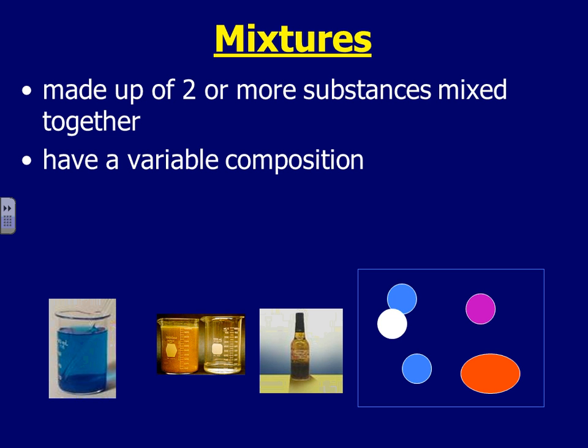So mixtures are made up of two or more pure substances mixed together. And there's the graphic representation here. We've got a whole bunch of different looking particles mixed together, obviously, as a mixture, if you could look down on the level that we're looking at. They have a variable composition.